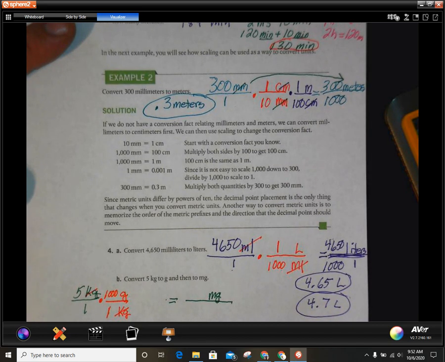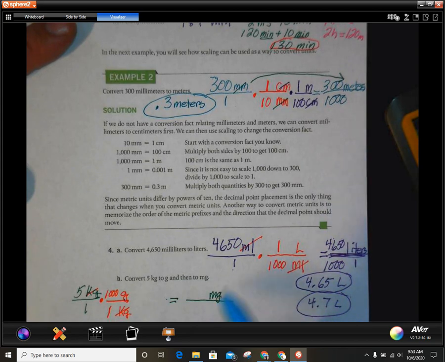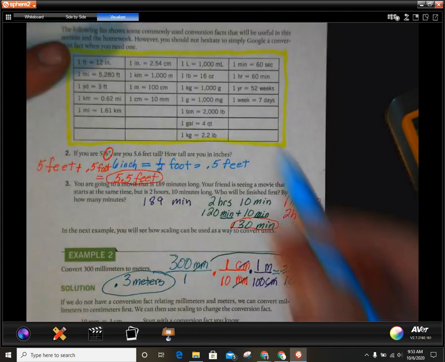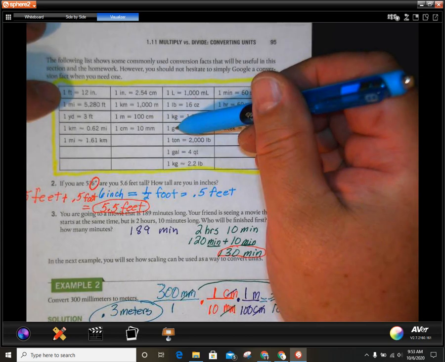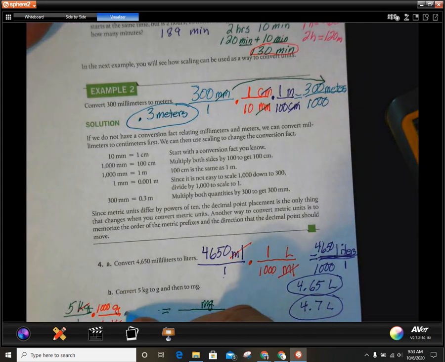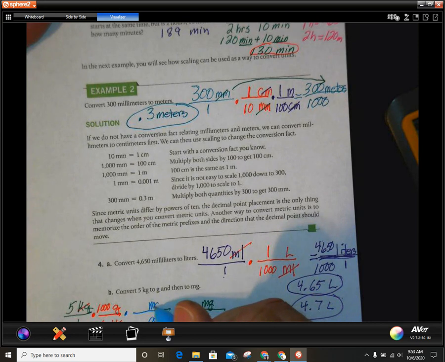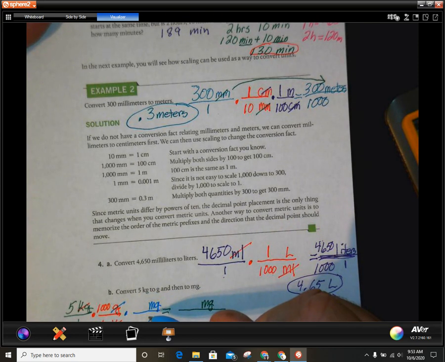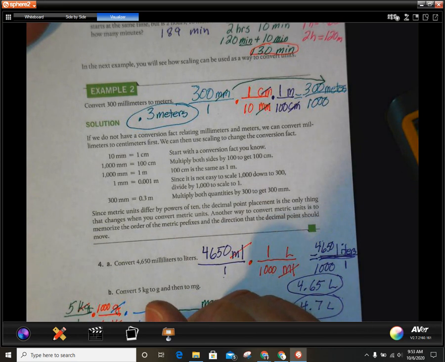Let's see if there's a relationship between grams and milligrams. And that's the one I pointed to earlier. 1 gram to 1,000 milligrams. That's my unit of 1. Want my grams on the bottom so that the units cancel out. And again, it was 1 gram to 1,000 milligrams.